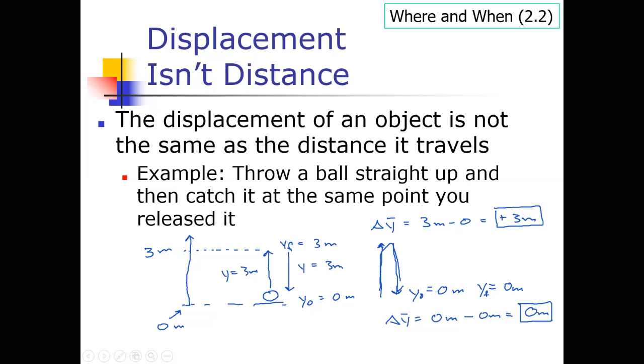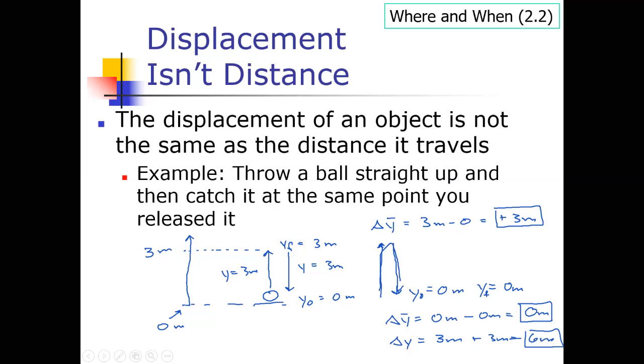So the total distance traveled, and we will designate this as a non-vector quantity, so no bar on top, is the distance traveled up plus the distance traveled down, which is a total of 6 meters. So the ball did cover 6 meters, 3 meters going up and 3 meters coming back down. Remember, the total distance takes into account the total pathway that the object took. The displacement only takes into consideration 2 points, the initial and the final positions.